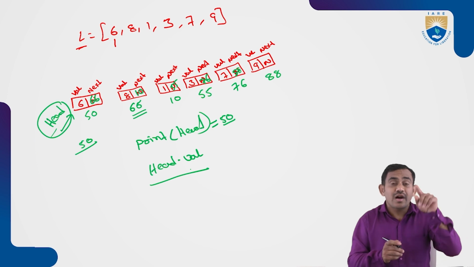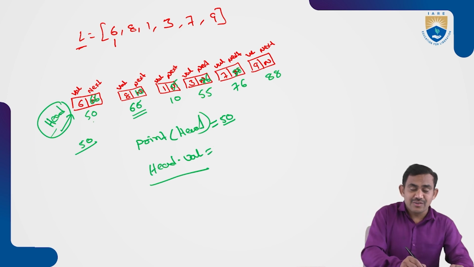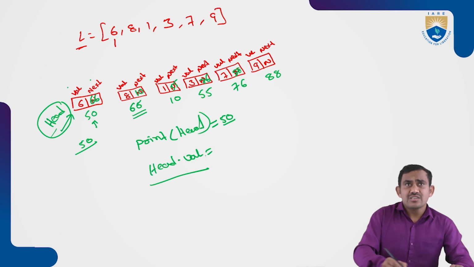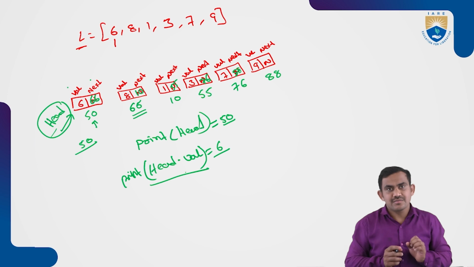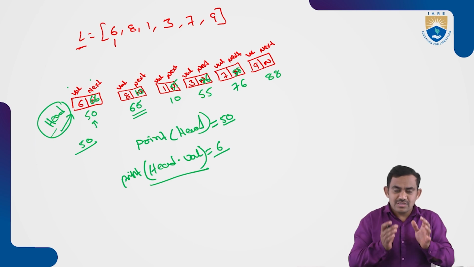Head dot value means what do you want to print? Head is your 50. 50 means again two things we have in the address: one is value, one is next. So what is the value? Value is 6. 6 will be printed. So to print head dot value means we will print the 6. Done. So this is the idea.